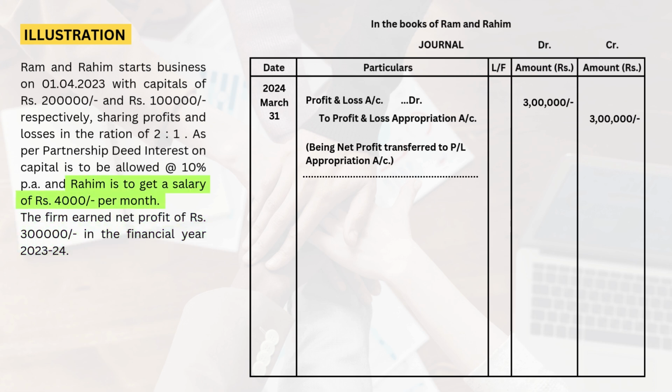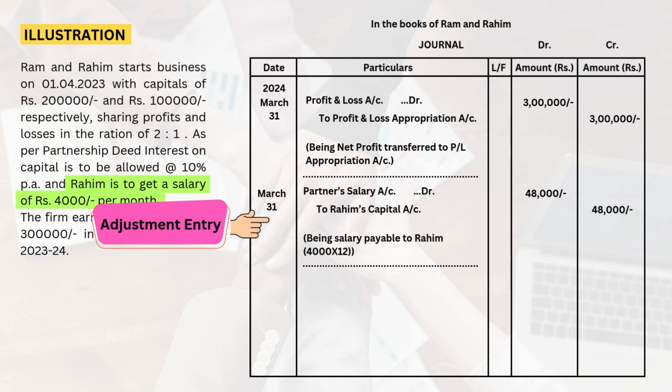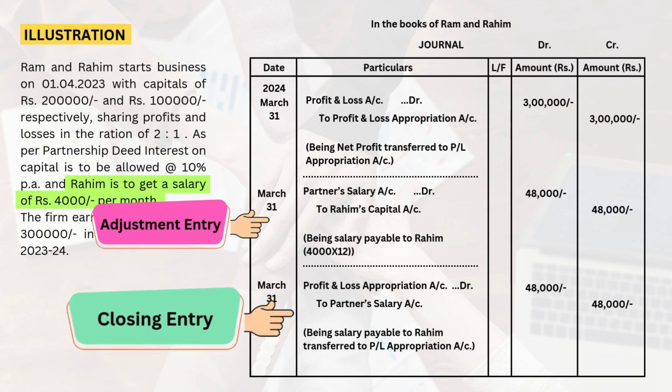Now Rahim, one of the partners, has been given a salary of rupees 4,000 per month, that is rupees 48,000 for the year. Journal will be, remember there will be two entries, one for the adjustment and the other for closing. Hence the first entry will be partner's salary account debit to Rahim's capital account, rupees 48,000. It is the adjustment entry. The next entry will be profit and loss appropriation account debit to partner's salary account, rupees 48,000. It is the closing entry.